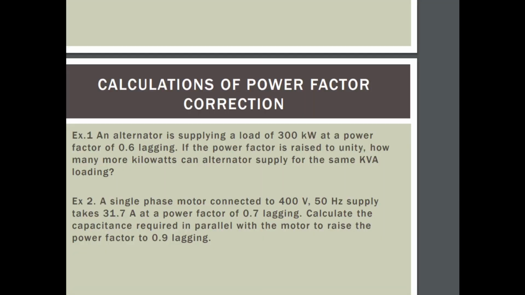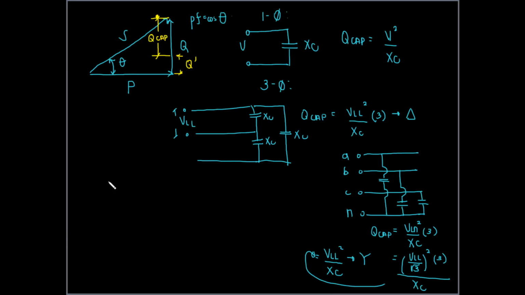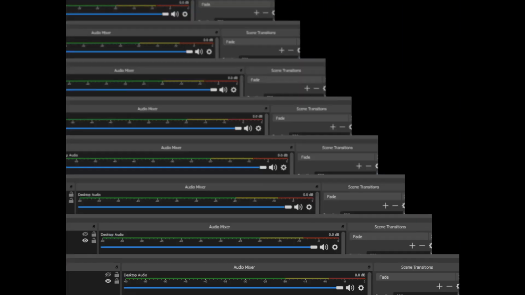So answering now your number 1. Your number 1 states an alternator is supplying a load of 300 kilowatts at a power factor of 0.6 lagging. If the power factor is raised to unity, how many more kilowatts can alternator supply for the same kVA loading? So we have a very important phrase at the last, which is the same kVA loading phrase.